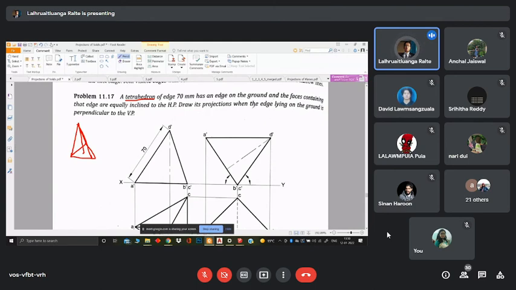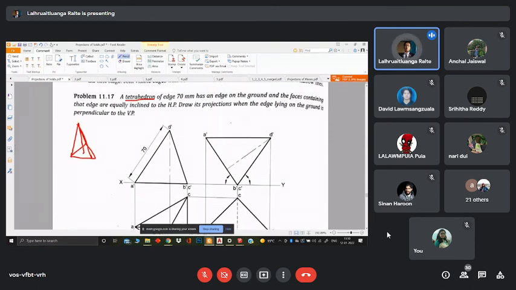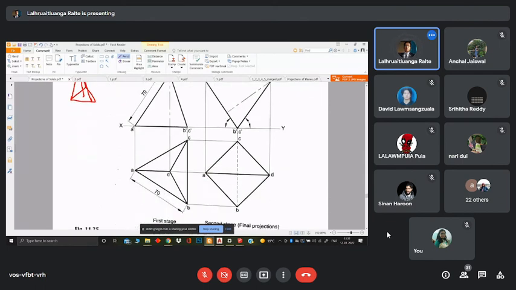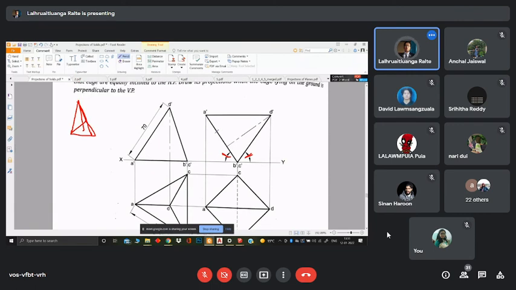Draw its projections when the edge lying on the ground is perpendicular to the VP. All right. So we have a condition when the edge lying on the ground is perpendicular to the VP. An edge on the ground, the faces containing the edge are equally inclined to the HP. So they are going to be equally inclined when you make this angle equal.